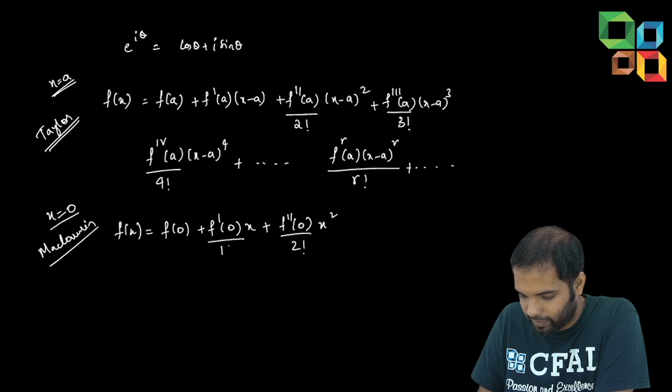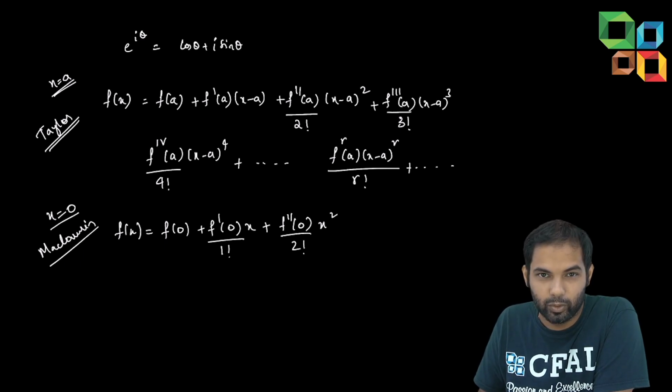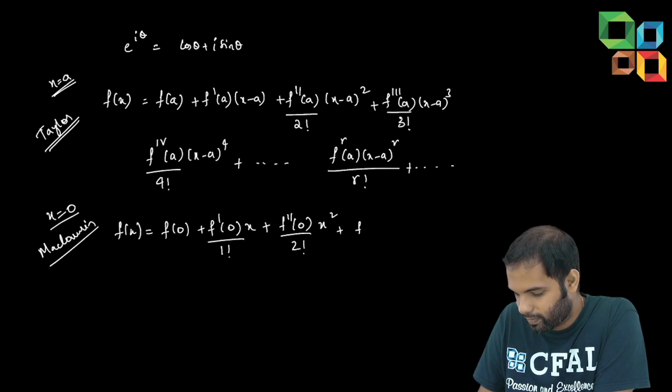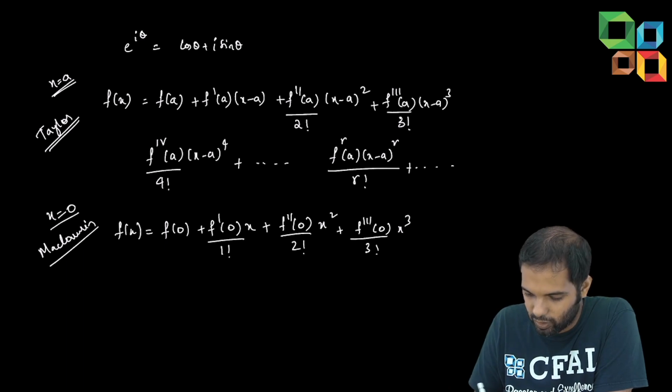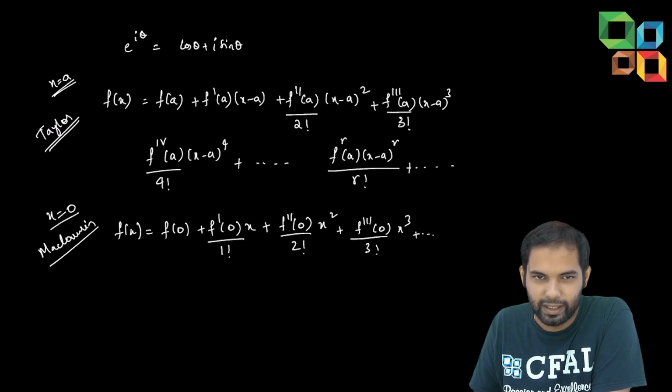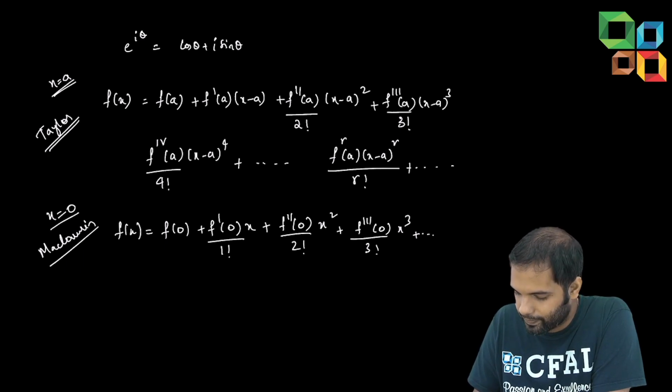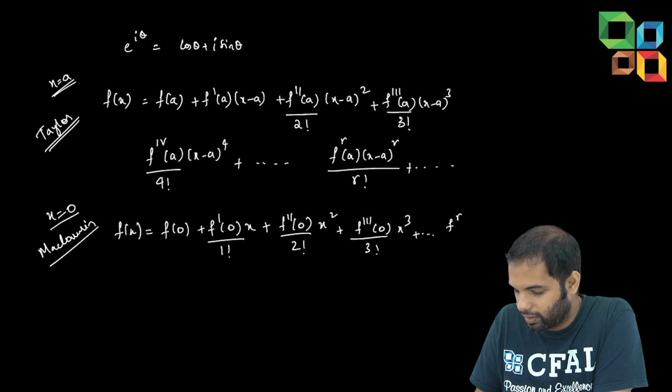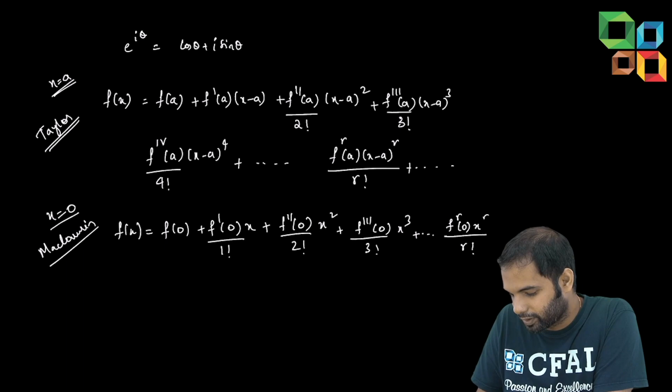Next term, f double dash of 0 divided by 2 factorial into x square. Here it's divided by 1 factorial. This is divided by 2 factorial. Next would be divided by 3 factorial, x cube. Now you get the idea. You can see how simple it is, right? If you want to write the general term, you can write in terms of n also or r. It will be the r-th derivative of f at 0, x power r divided by r factorial.